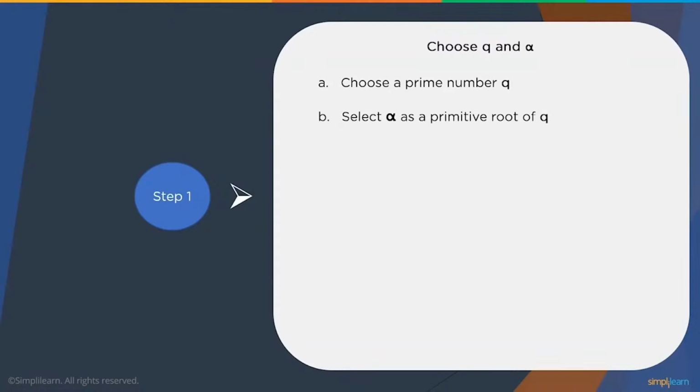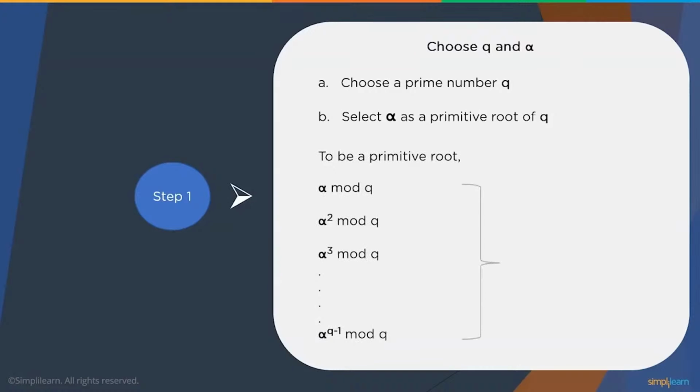Now to satisfy the primitive root requirement of a prime number, the values of alpha mod q, alpha square mod q, all the way up to alpha^(q-1) mod q must all follow this formula, where it should always be less than q, ranging from 1 up to q minus 1. If this condition is satisfied, alpha can be selected as a primitive root for q.